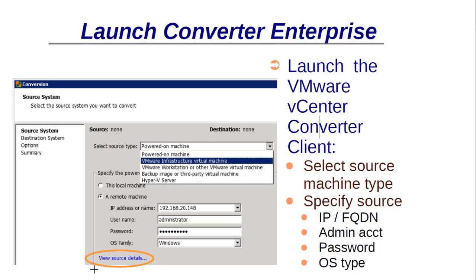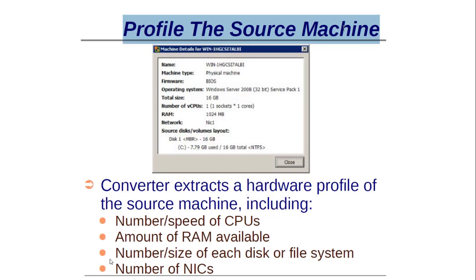After selecting this option, you can give the credentials of this machine. For example, you have to give the IP address or FQDN, fully qualified domain name, username and password, and OS family. At the bottom we have the option View source details. If we click on this button, you can see the converter gives me the profile of the machine. Basically this is the name of the machine, and this is the type of the machine, whether it is a physical or virtual machine.